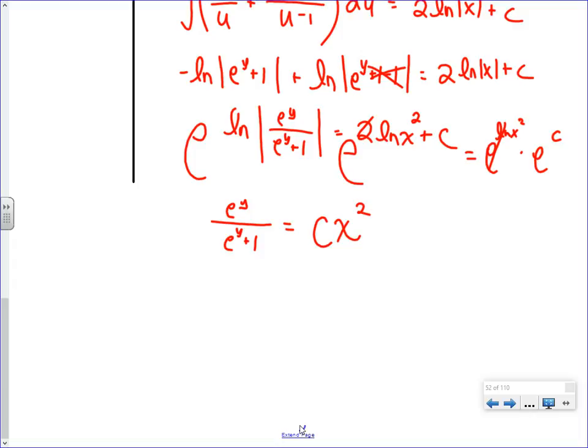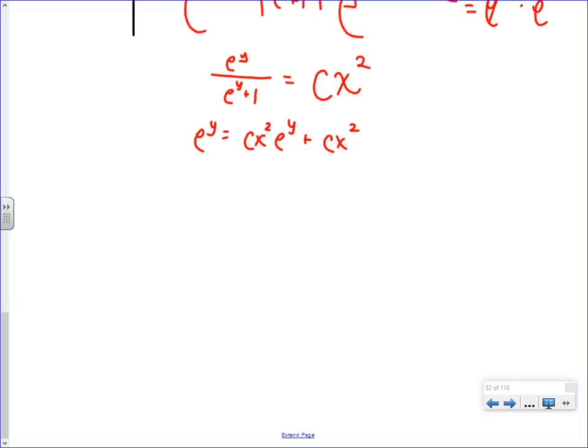Because at that point, you'd have to go ahead and get the e to the y's isolated, which you could do. You would have e to the y equals cx squared e to the y plus cx squared. How come the absolute value goes away, out of curiosity? Because x squared is always positive, and you have a c, an arbitrary constant that could be positive or negative, so technically it allows for both options of the absolute value.